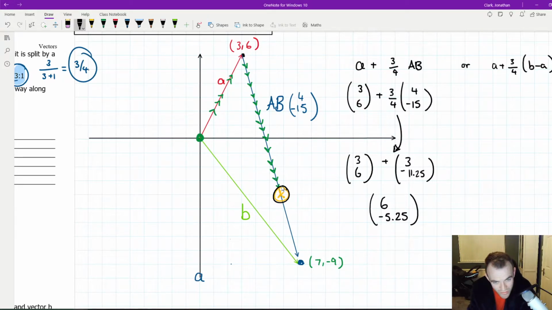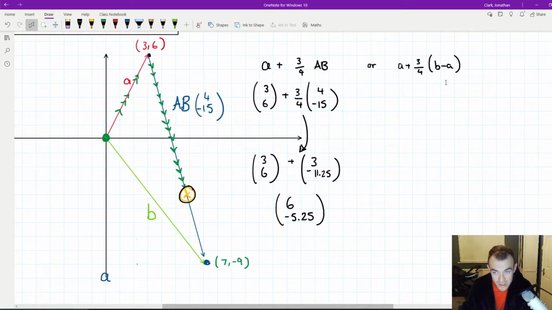Okay, does that look about right? 1, 2, 3, 4, 5. Yes, that's not bad, is it? I'll take that. So from the origin, if you want to get 3/4 of the way along this line, it's exactly 6 across from the origin, and it's 5.25 units down from where we started. Cool.